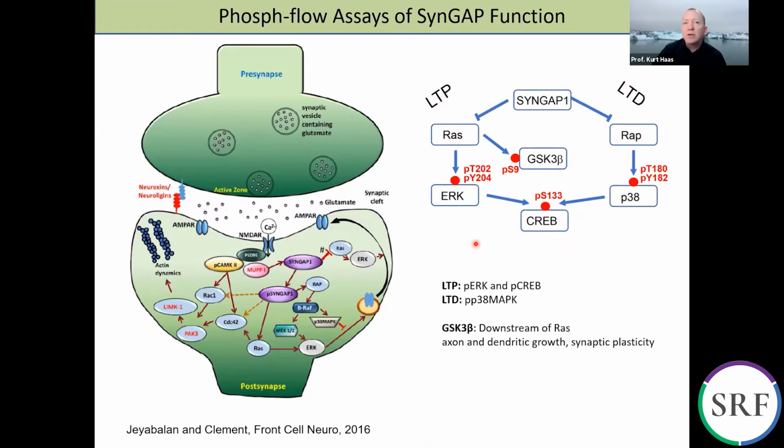So we wanted to look at markers downstream of these pathways. The reds are where we have antibodies against phosphorylation state, detecting the activation of these downstream proteins. So we have markers for activated ERK and P38 MAP kinase, as well as a much more downstream transcription factor, CREB. We also did a quick screen for additional proteins that we know are downstream of RAS, and we found that GSK3 beta is also regulated by SYNGAP1. So we've included that in our screen as well.